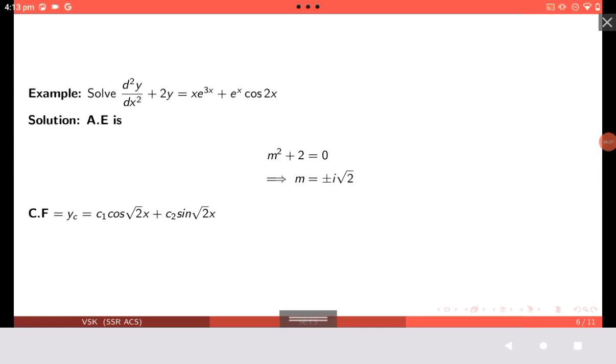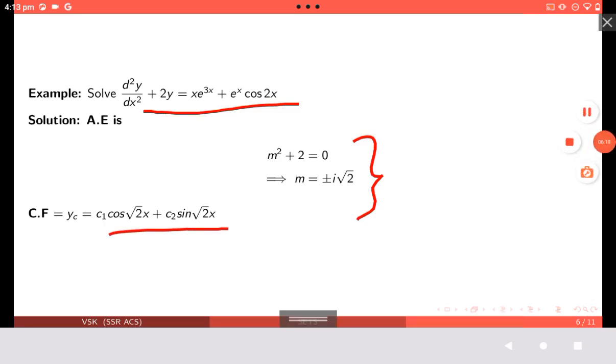Now let us take one more example. This is the example. Here we have to find the particular integral. The auxiliary equation is this, and the complementary function is this. We are interested in the particular integral.